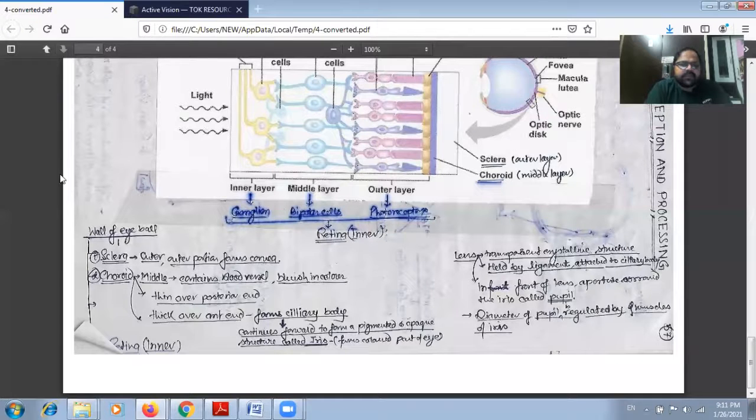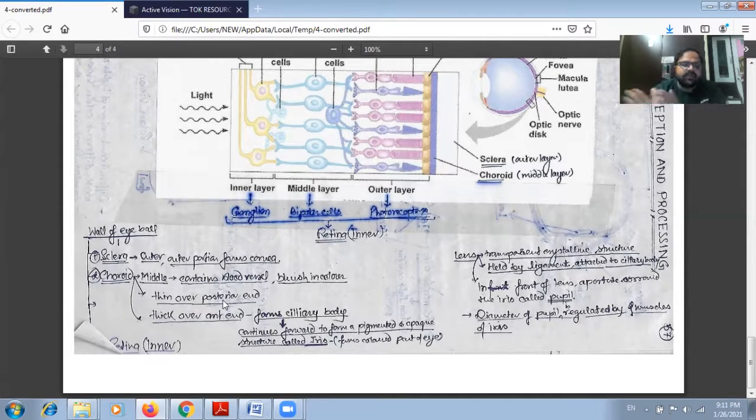So we can see here the details of the eyeball. There are some facts, as I have already told, that sclera is the outermost layer, and the frontal portion of the sclera is called cornea. Now we will talk about the choroid membrane. The choroid is the middle layer of the eye, and it contains blood vessels, and these are bluish in color. These are thin over the posterior end and thick over the anterior end. So there is a difference in thickness.